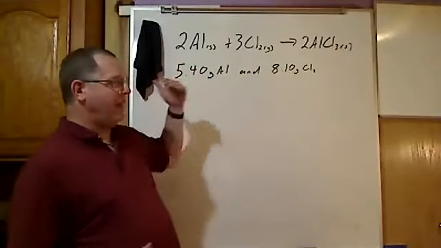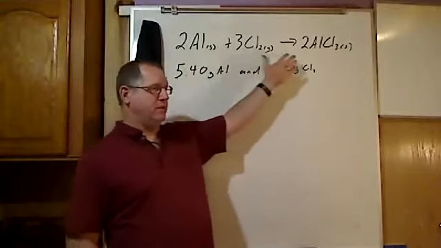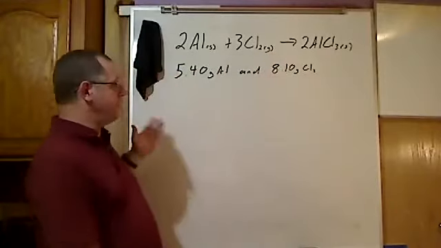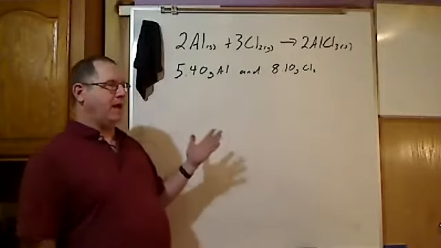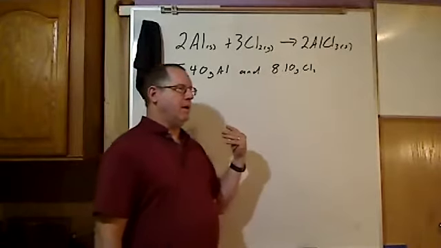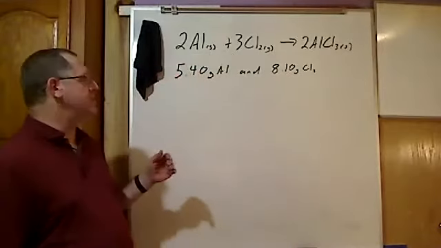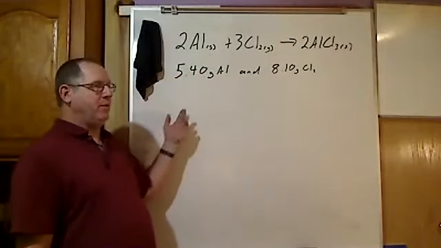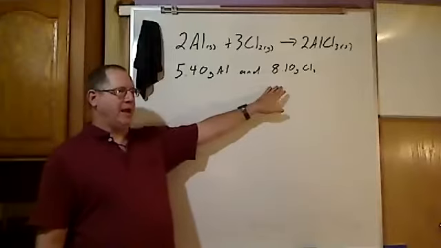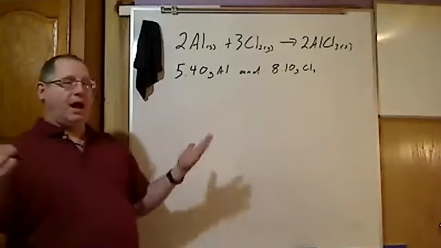Now, I have chosen a simple reaction to put on the board because I have a small board here. But let's say I have this reaction: two aluminum atoms react with 3 chlorine molecules to give me 2 AlCl3s. If I begin with 5.40 grams of aluminum and 8.10 grams of chlorine, I have several questions.